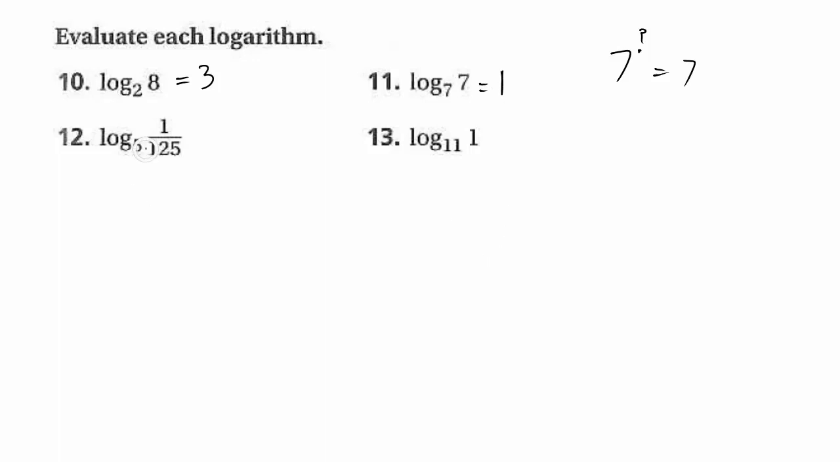What power do you raise 5 to get 1 over 125? Well, I know that 5 to the third is 125. And I know that, oh wait, that's how these are related. Oh, but I know that if I have a negative power, it gives me a reciprocal. So the answer to this one is -3. And for this one, what power do we raise 11 to get 1? Well, the answer would be the same regardless of what the base was. If you raise anything to the 0 power, you get 1.